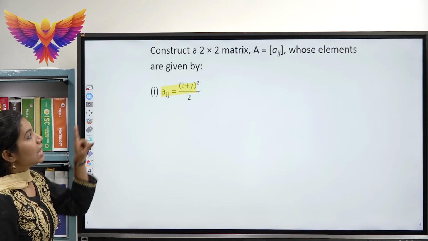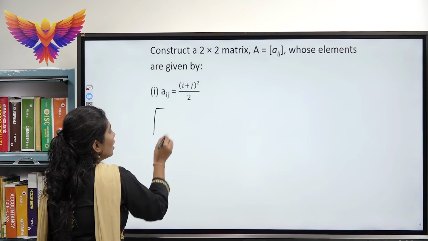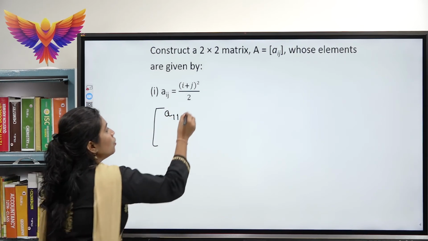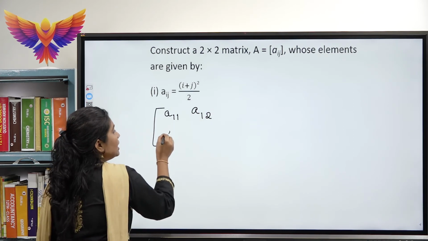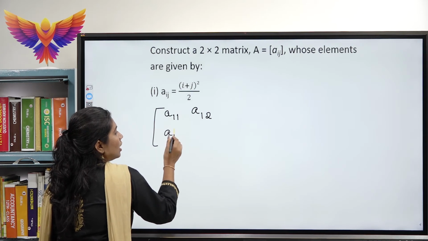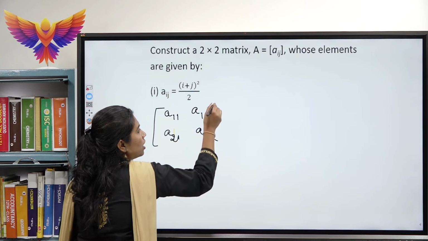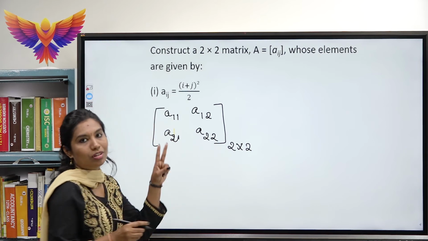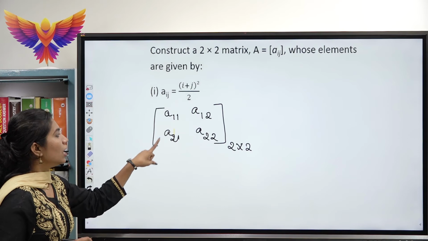First, since they have given a 2 cross 2 matrix, you will be having elements as A11, which is the first row, first element. You will be having A12, first row, second element, A21, and A22. So this is a 2 cross 2 matrix. 2 cross 2 means you will be having 2 rows and 2 columns. These are the elements we will be having: A11, A12, A21 and A22.